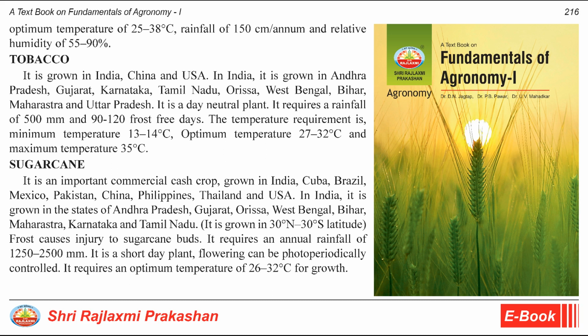Frost causes injury to sugarcane buds. It requires an annual rainfall of 1250 to 2500 millimeters. It is a short day plant. Flowering can be photoperiodically controlled. It requires an optimum temperature of 26 to 32 degrees Celsius for growth.